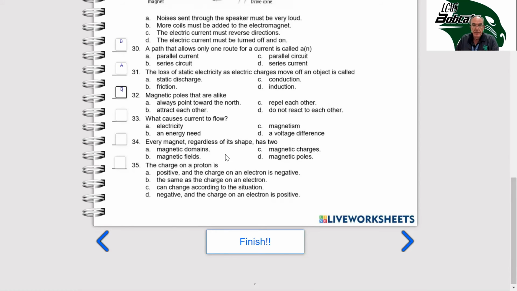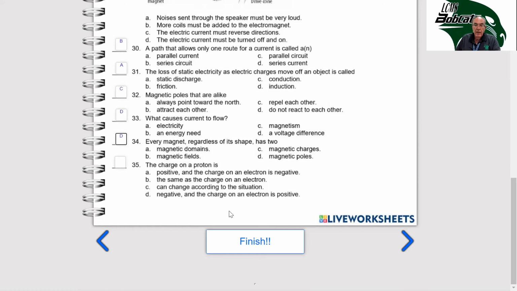What causes electric current to flow? The voltage difference. That's the push or the pressure. And remember, in our water analogy, current is what we call the flow of electricity. It's the voltage difference. We said that was the pressure, the push on the electrons. Every magnet, regardless of its shape, has two poles, a positive and a negative, or a north and a south. It has two magnetic poles.